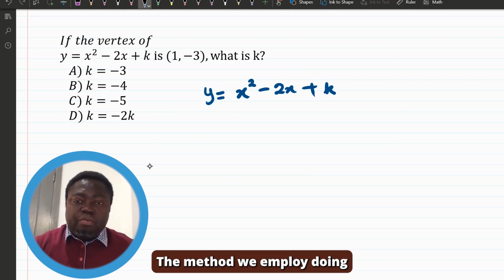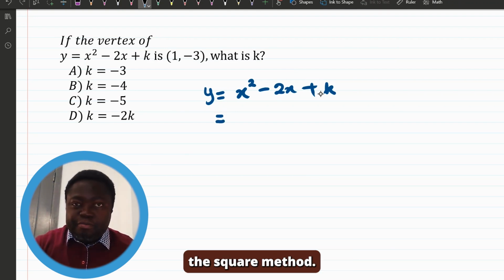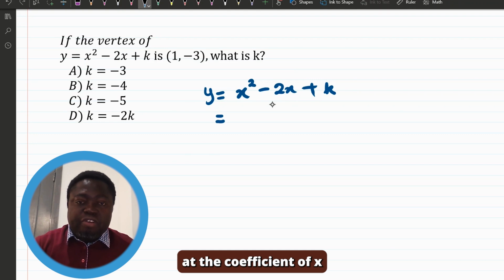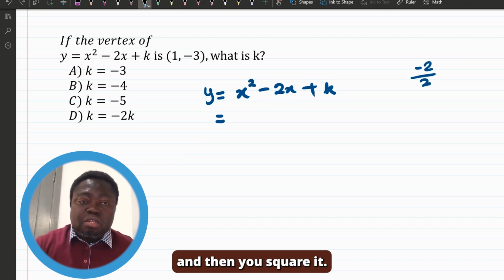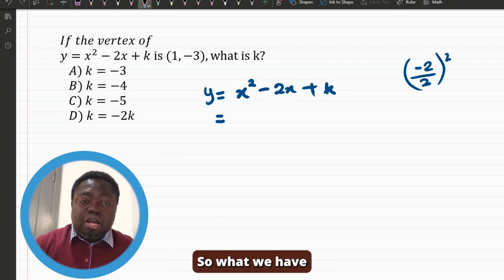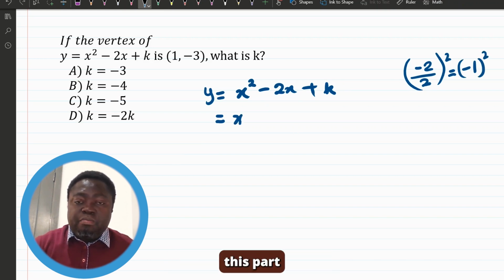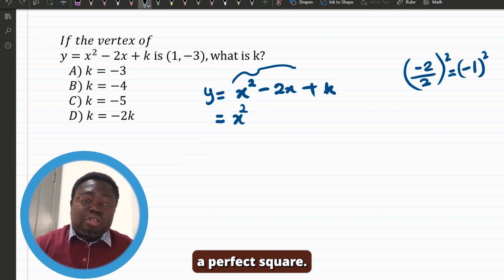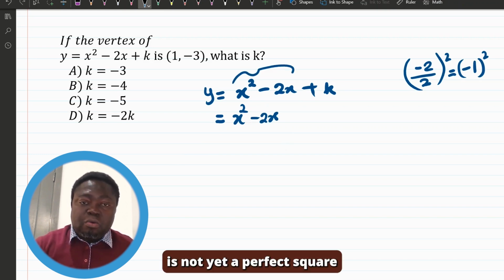Okay, but we're still going to go ahead and write this in vertex form. And the method we employ doing that is the completing the square method. And how do you do that? You look at the coefficient of x. In this case, it's -2. You find half of it, which means you divide it by 2, and then you square it. So what we have is -1 all squared. This quantity is what I'm going to add to this part here to make it a perfect square. So x squared minus 2x is not yet a perfect square until I add -1 all squared.